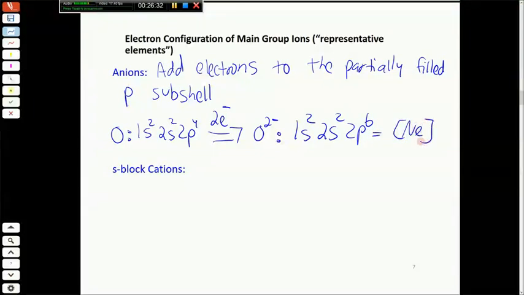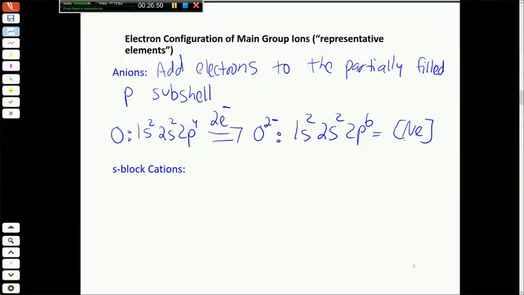As I said, we want to achieve the nearest noble gas configuration, and by adding 2 electrons to oxygen, we get to this stable neon configuration. So whenever you're forming anions and you want to know the electron configuration of that anion, you just add the additional electrons to whatever the lowest energy available subshell is.